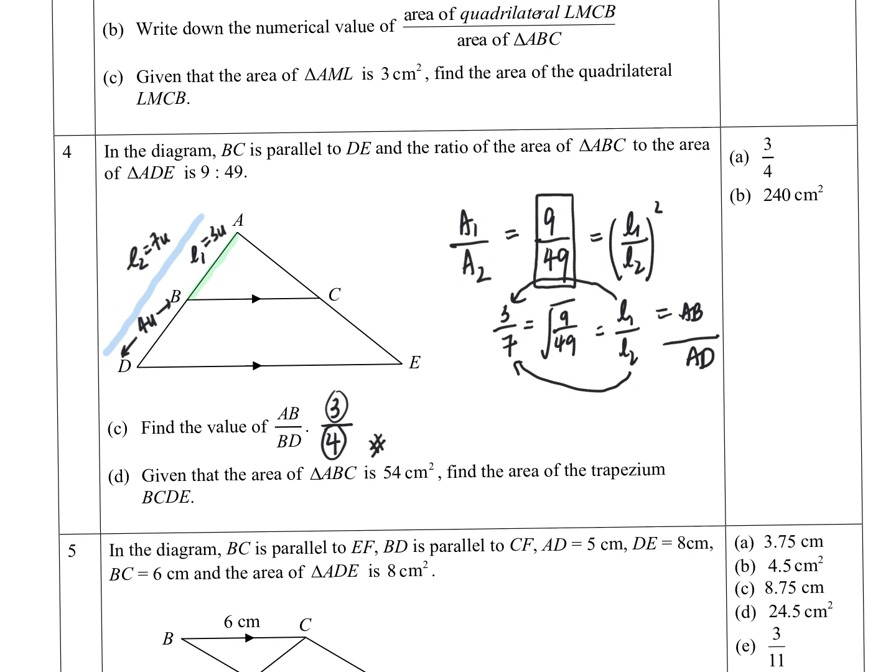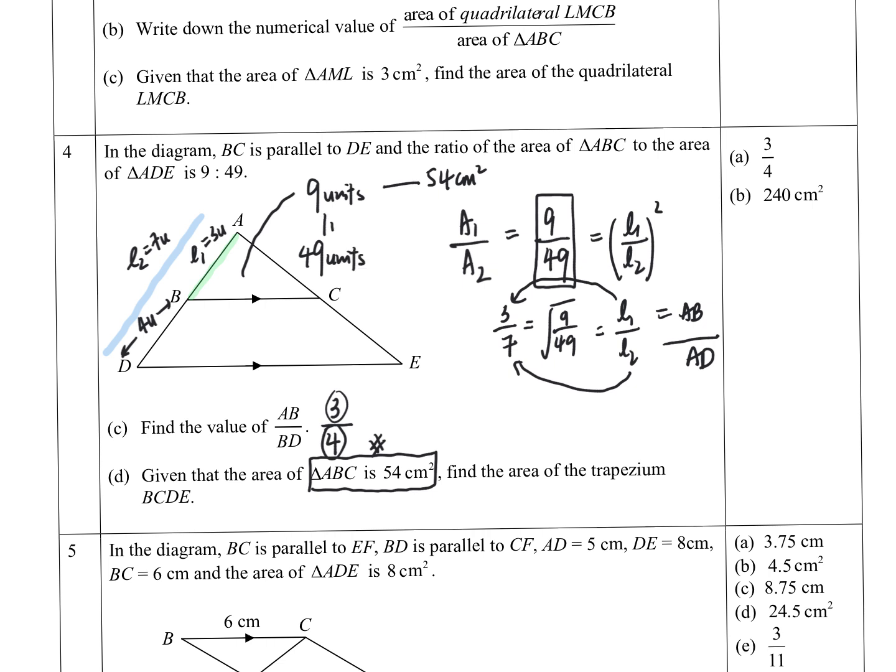Okay? Then lastly, they say, what if this triangle is 54 cm square? I already know this is 7 units, this is 3 units. What is there? Oh, this is 9 units, right? 3 squared is 9 units. And it's 54 cm square. The whole thing is 49 units.